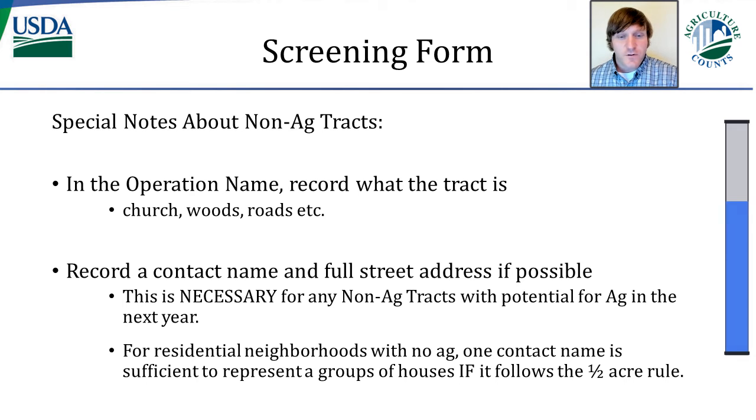This is necessary for any non-ag tracts that have the potential for agriculture in the next year, as they will be sampled for follow-on surveys to see if they actually have agriculture within the next year. If you have residential neighborhoods with no agricultural activity, then having one contact name who can represent a group of multiple houses is sufficient, provided that you're following the half-acre rule when grouping those houses together.